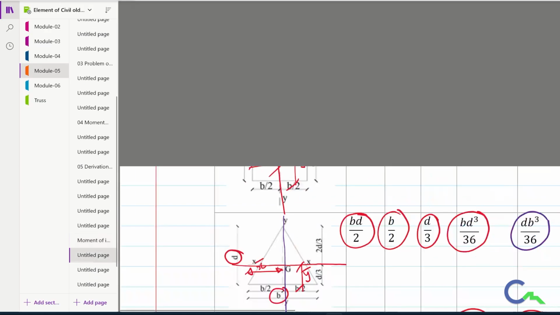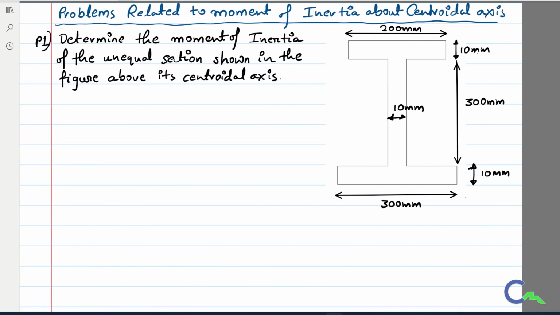So here I divided that entire set of moment of inertia problems into two types. So the first one is problems related to moment of inertia about the centroidal axis. So they will ask us to find the moment of inertia about the centroidal axis. In the second part, I'm going to explain problems related to moment of inertia about a given reference axis.